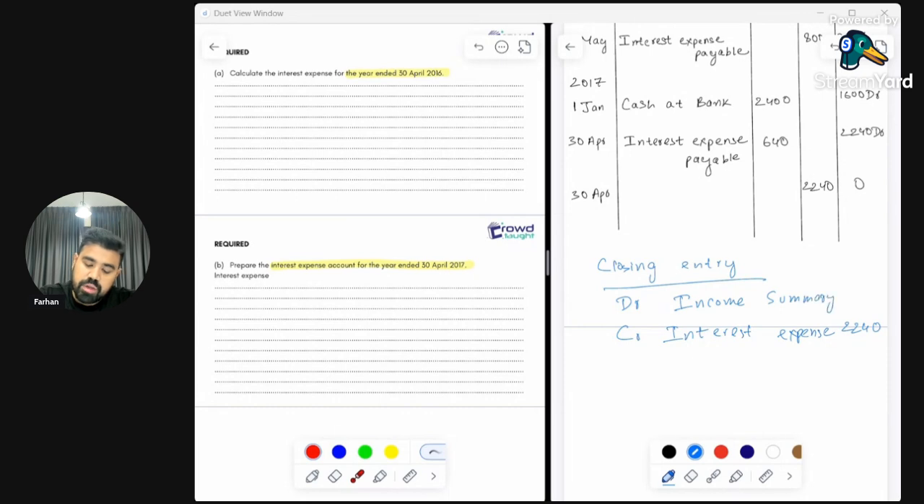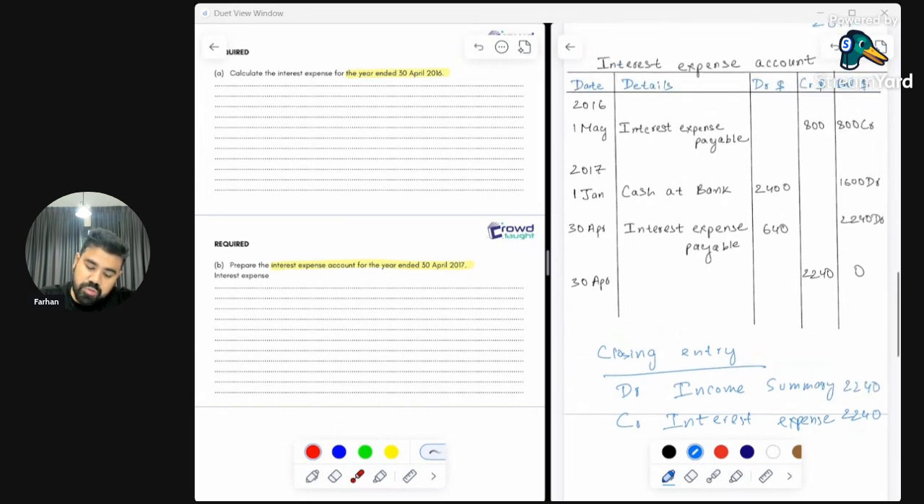Okay? So basically, this amount of $2,240, which we're reporting here on the credit side, will have a detail of income summary. So that is what we are going to write here. I wrote profit and loss because we used to write that before based on the old curriculum or the old syllabus, but now we write this income summary because of the new syllabus, okay? And as you can see, the final amount is always going to be zero. That's how you know you have accurately prepared your expense account. It cannot have any balance lying around, okay?